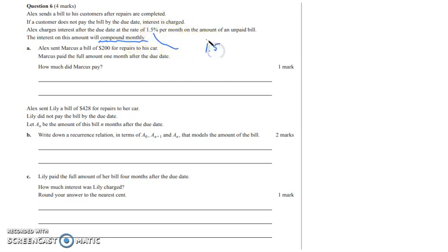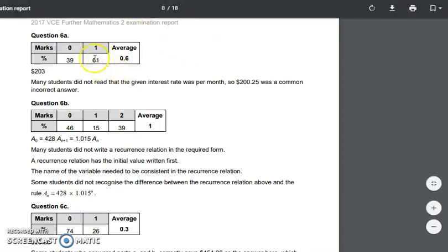If we have 1.5%, we move the decimal back twice and fill in a 0. So we can work out that if it's going to increase by 1.5%, it will be 1.015. So we can multiply $200 by 1.015. This would give us an answer of $203. This part of the question was actually done pretty well. 61% of the cohort got this part correct.